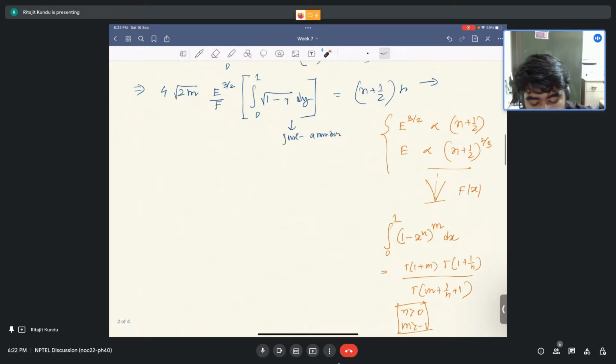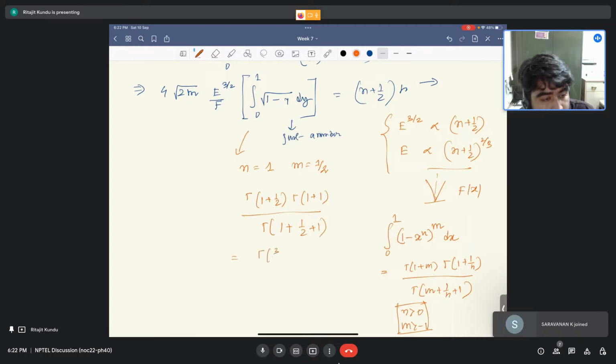So now let's identify these things. What is our n here? n is just 1, and m is just half. So in place of this I'll plug in gamma 1 plus m, gamma 1 plus 1, since n is 1, then gamma 1 plus half plus 1. Okay, so this is the whole result. Let's simplify this gamma function a little bit. It becomes gamma 3 by 2, gamma 2, and then gamma 5 by 2.